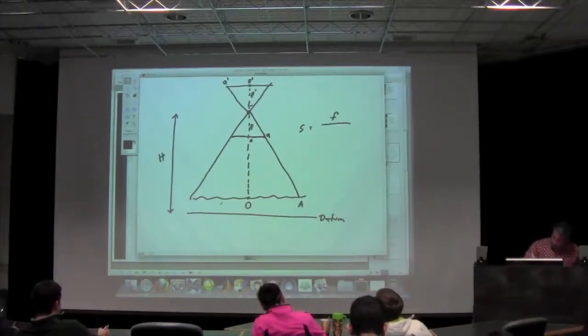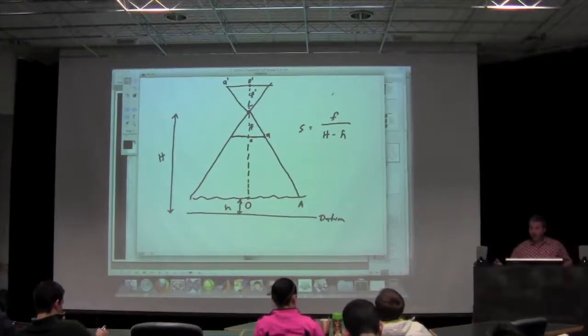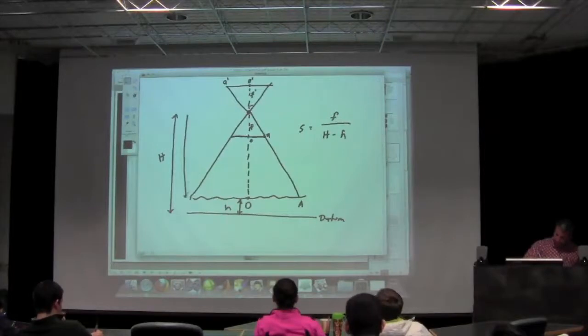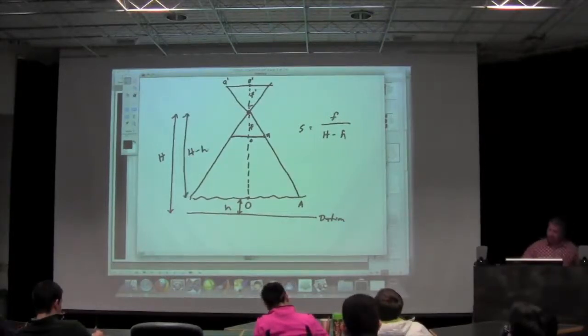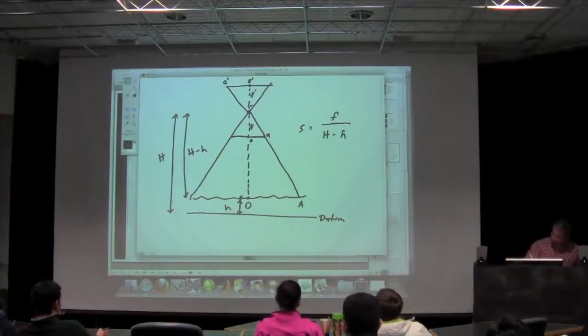And then a height of our ground above datum. Let's just label that as h generically for right now. So we have f over big H minus little h. That would be this distance right here. Okay, so our scale at this point right here, we can use that equation.